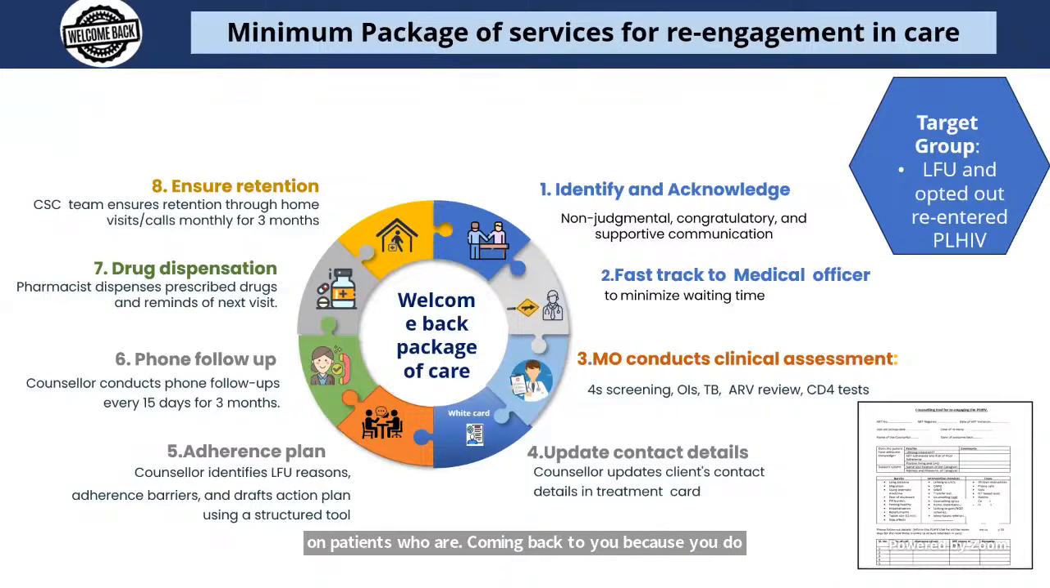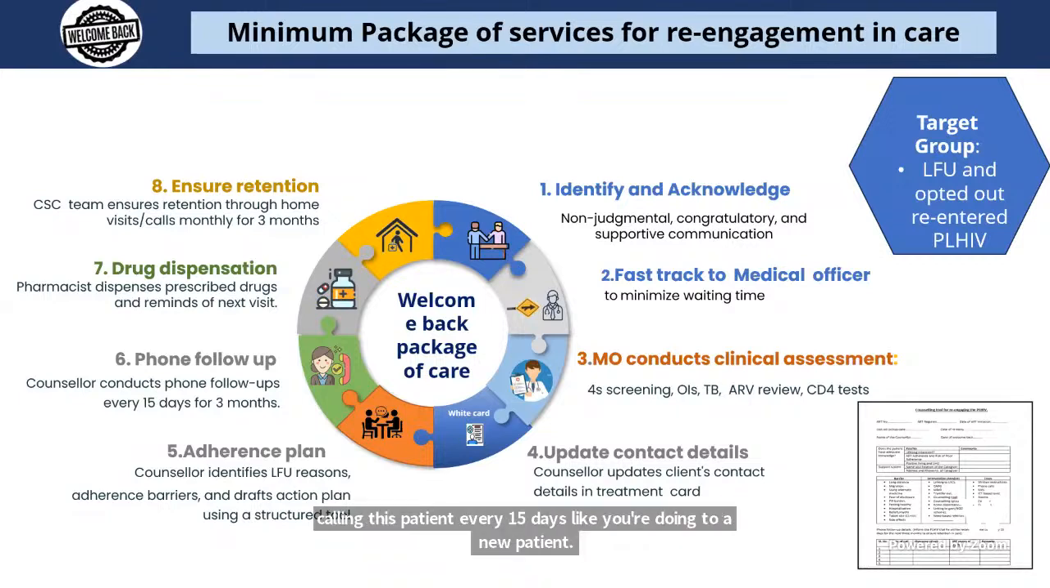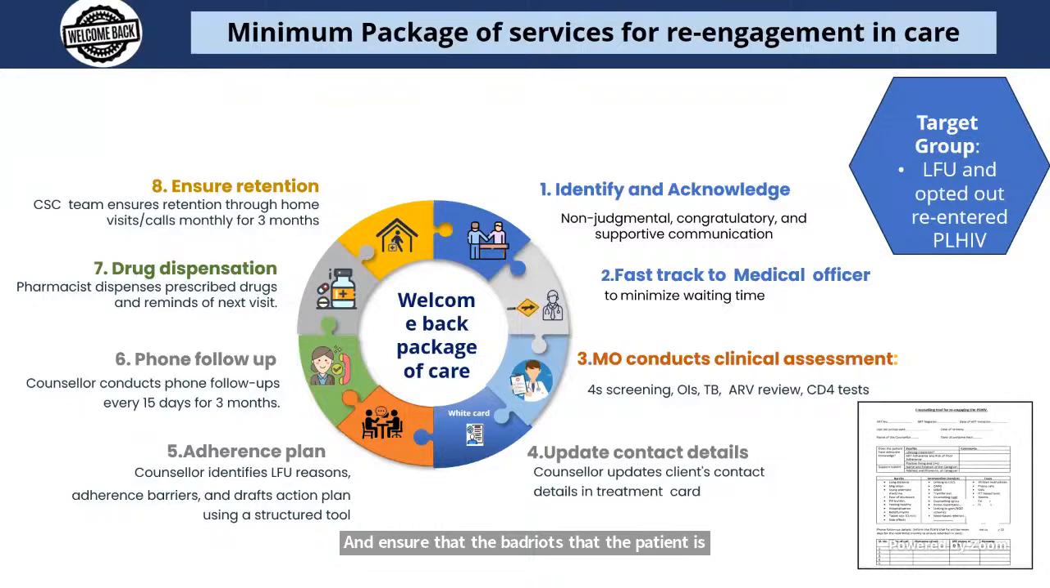And please use your own EAC checklist that you are using for patients coming with a viral load more than 1,000. Whatever checklist you use there, use the same thing, and treat this patient as a category C patient, and give that extra effort of calling this patient every 15 days like you're doing for a new patient, and ensure that the barriers that the patient is reporting, you try to mitigate those barriers. So this is the message I'm driving again.